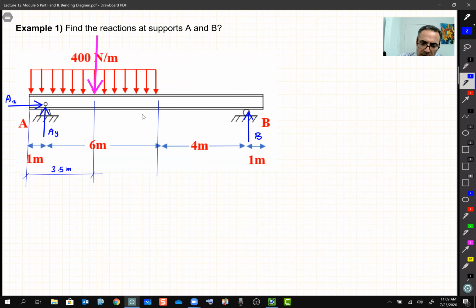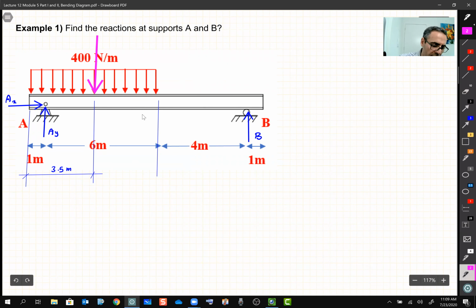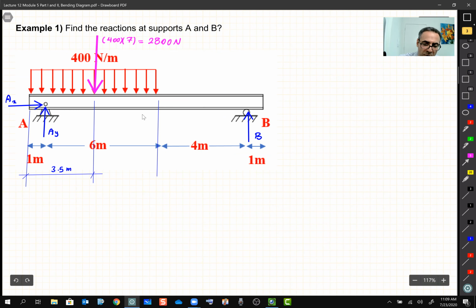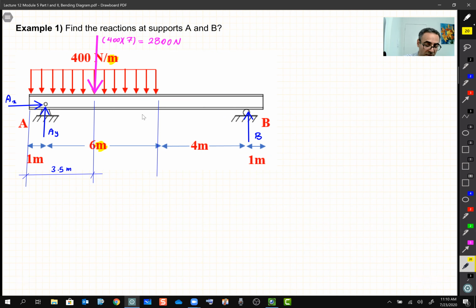Except this guy, what is the equivalent here? 400 multiplied by 7, right? 2,800 Newton. Remember to be careful about your unit. If the unit of the intensity is Newton per meter, then the length must be in meters. Just be careful about that part. The rest is just the previous stuff that you saw in this course.